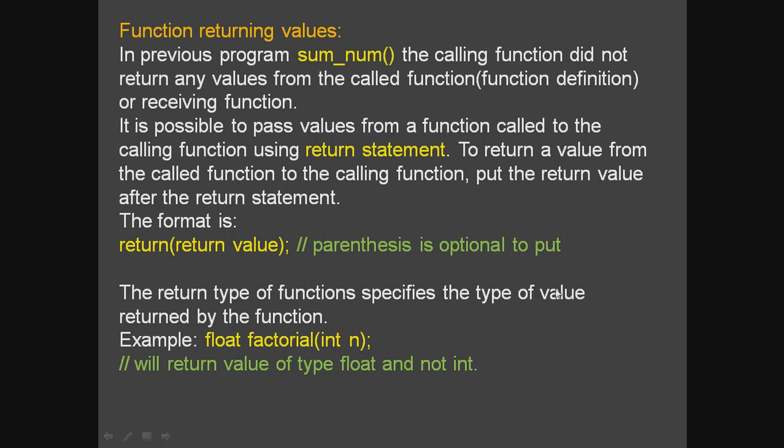So it specifies the type of value returned by the function. This tells the compiler that this function will return a float type. So in this example, the return type of this function is float. Within the parenthesis, there is the parameter type and then the parameter name. This parameter name n is a user-defined variable, so it stores the argument integer value.